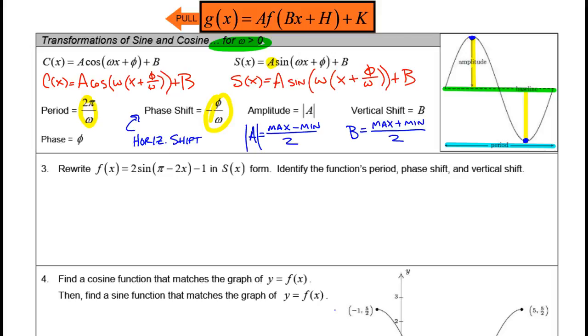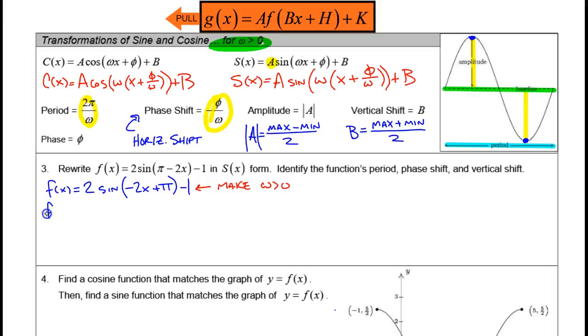I'm going to start by rearranging the argument of the trig function. That becomes f of x equals 2 times the sine of negative 2x plus pi, all minus 1. The next thing I need to do is get rid of that negative sign in front of the x. I need to make omega greater than 0, so I'm going to make a quick note over here. The reason why is up here, because these transformation equations are for omega greater than 0.